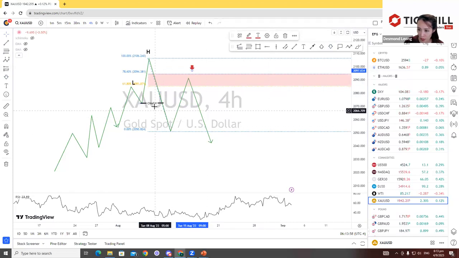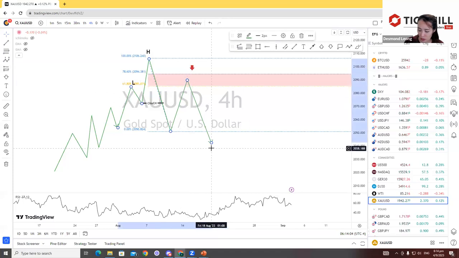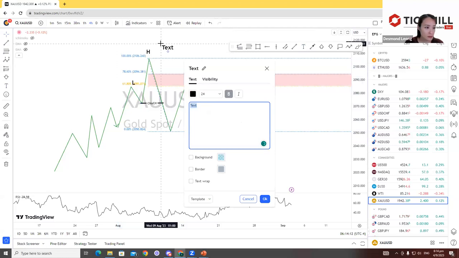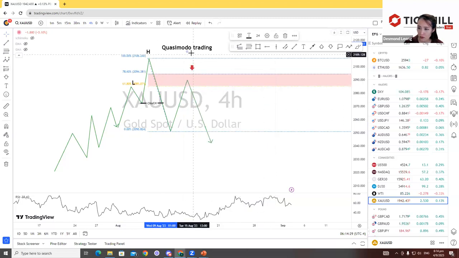But there's a rule: price has to break this low. You wait for the price to come back to the zone here, and then you sell. This is called QM, or quasimodo trading strategy. Yeah, you can Google it, and then you'll see the cartoon. You go on Google and then you'll see it.